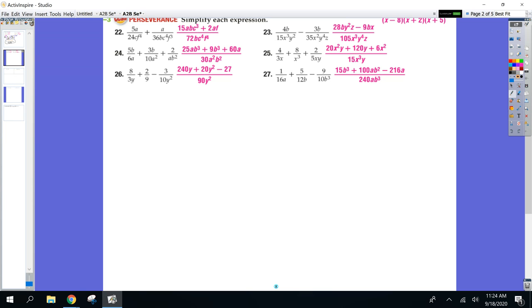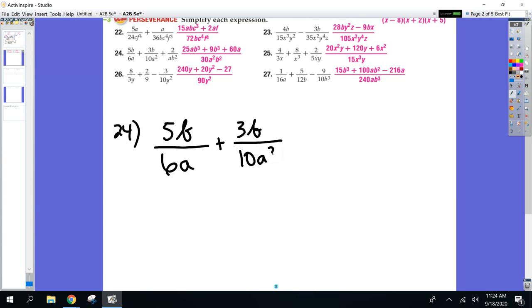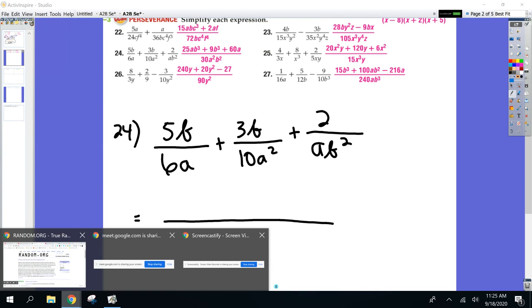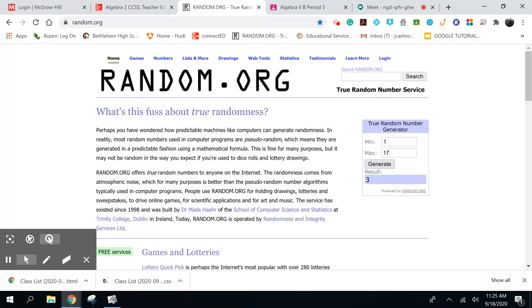All right. How about 24? Uh-oh, there's three of them. Don't start sweating, please. Don't start getting nervous. Three denominators. Okay, here we go. Let's start with the numbers, 6 and 10. Common denominator for 6 and 10. Think about what we just did. 6 and 10, common denominator. Anna, what do you got for me today? 6 and 10.